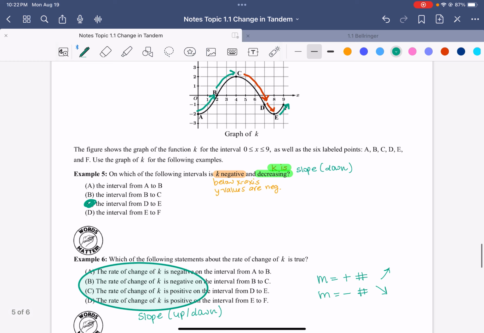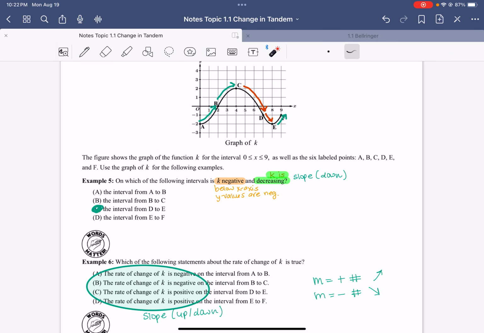So let's go through all of the options. It says from A to B, the rate of change is negative. So that should mean that we're going down. But if you look at A to B, we're going up. So A cannot be the answer. If it had said instead the rate of change is positive, that would be an answer choice, okay? Moving on from B to C, it says the rate of change is negative from B to C.